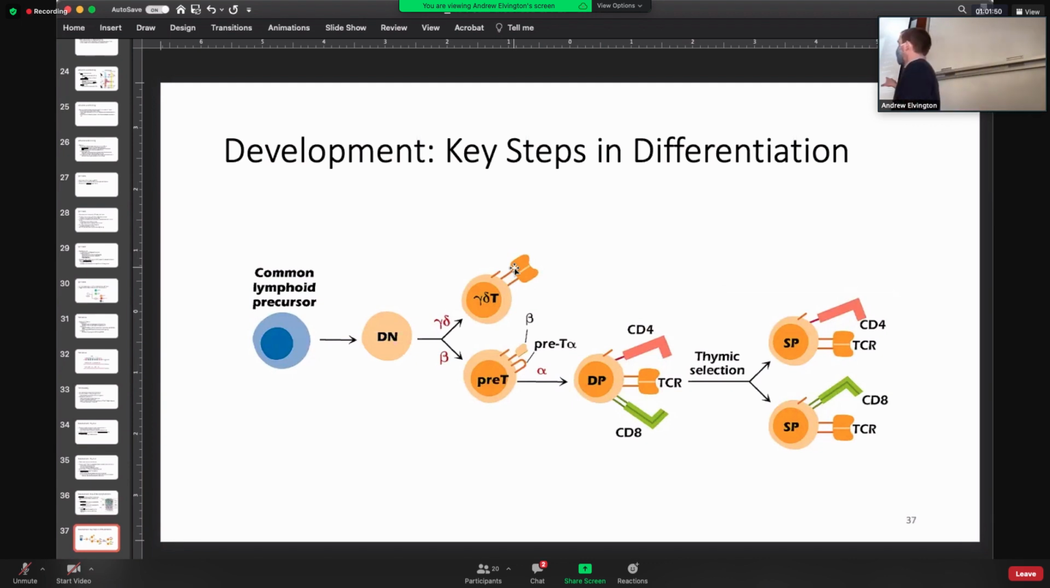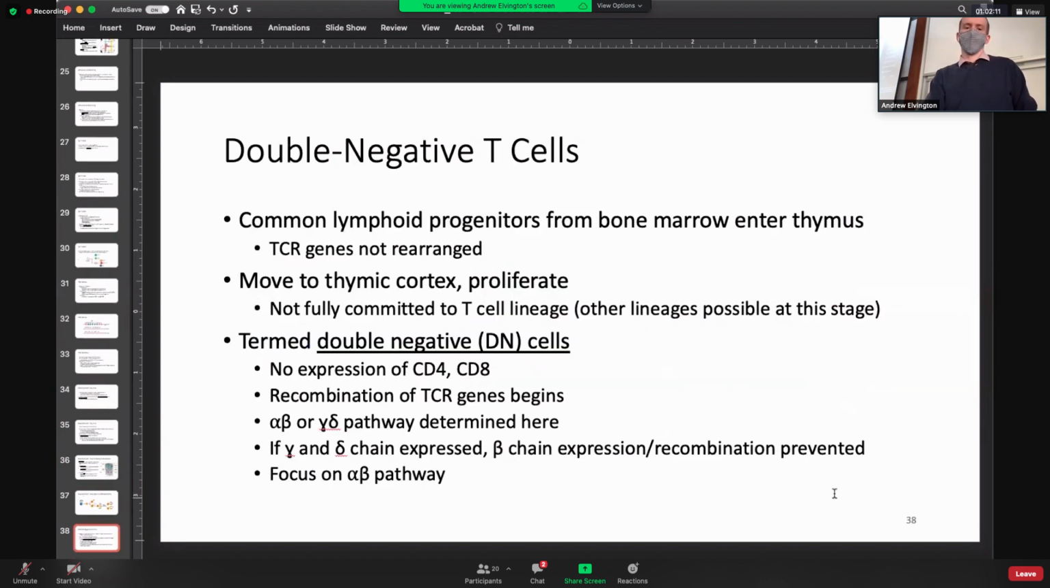I put it at the beginning because it's a great flow chart showing you the events that are going to occur. We have this common lymphoid precursor. It's going to leave the bone marrow and go to the thymus. And then at this point, now that they're all that orangey beige color, this is all occurring in the thymus. So what are the events that are going to occur?